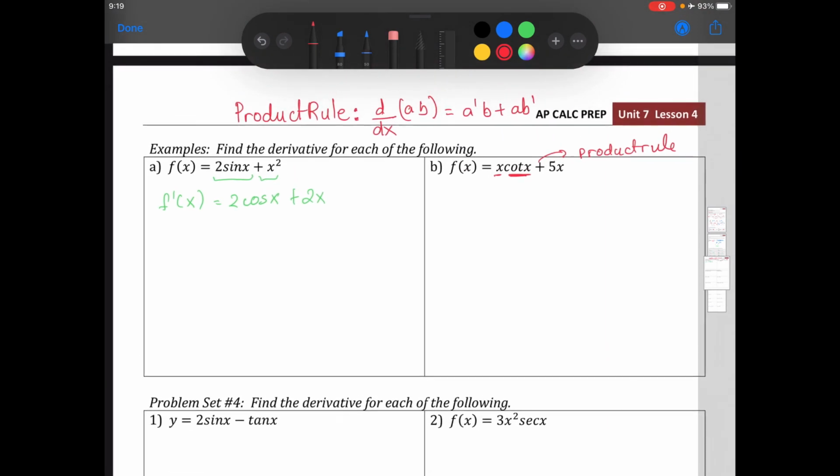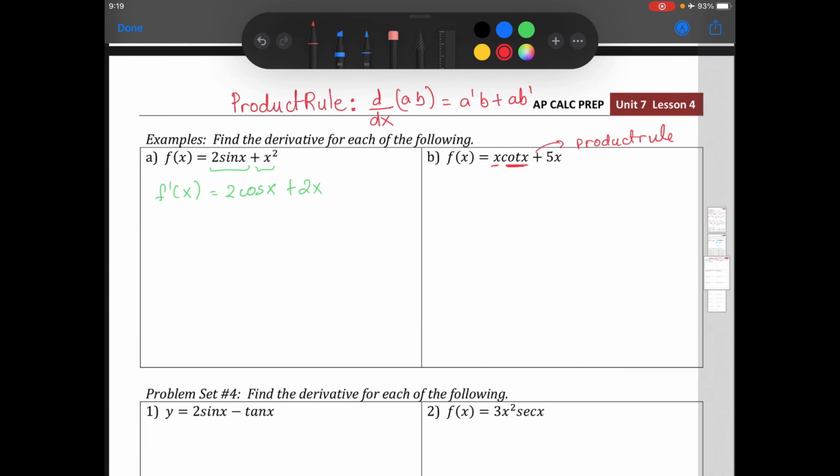I already wrote the product rule up here. The derivative of a times b is equal to a prime b plus ab prime. So we're going to do that here. So f prime of x is, this is your a and this is your b. Cotangent x is your b. So the derivative of x is 1. Cotangent x, I'm going to put this in parentheses, plus x times, what is the derivative of cotangent x? It is, remember, all the c functions are negative. So it's going to be negative cosecant square x.